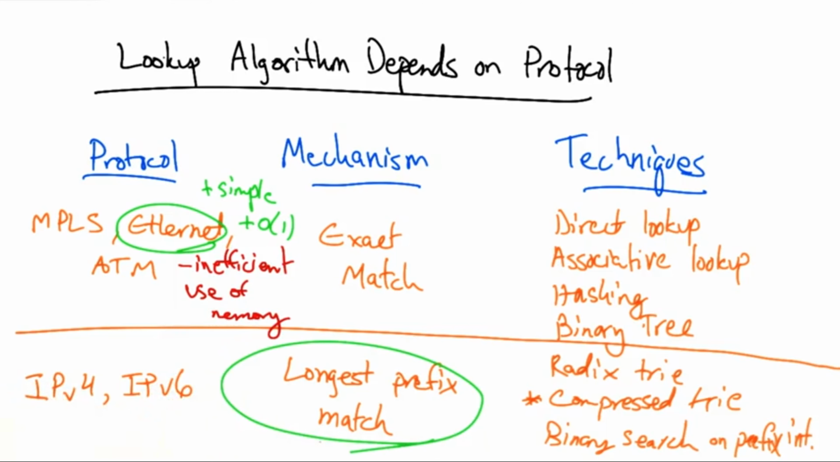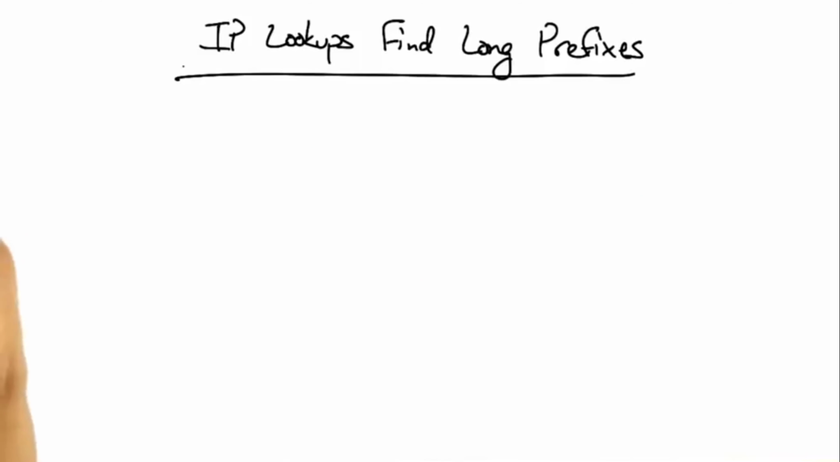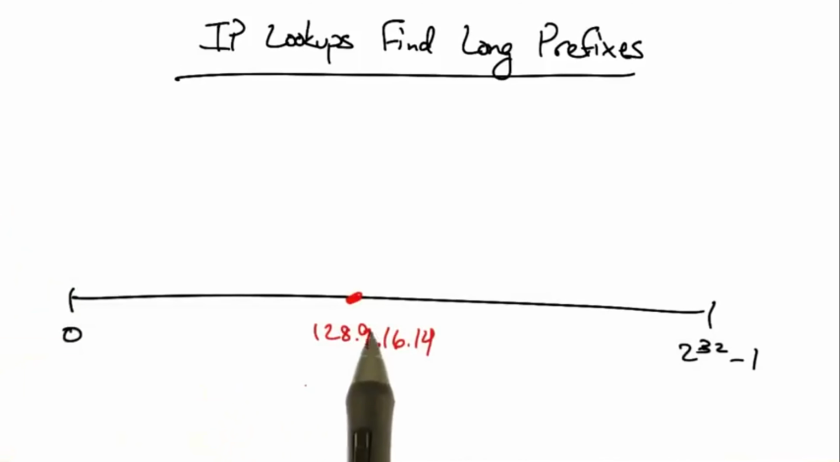Let's now take a closer look at longest prefix match. IP lookups find longest prefixes. Let's suppose that we want to represent a particular IP address as one point in the space from 0 to 2 to the 32 minus 1, or the range of all 32-bit IP addresses. Each prefix represents a smaller range inside this larger range of 32-bit numbers. Obviously, this is not to scale.